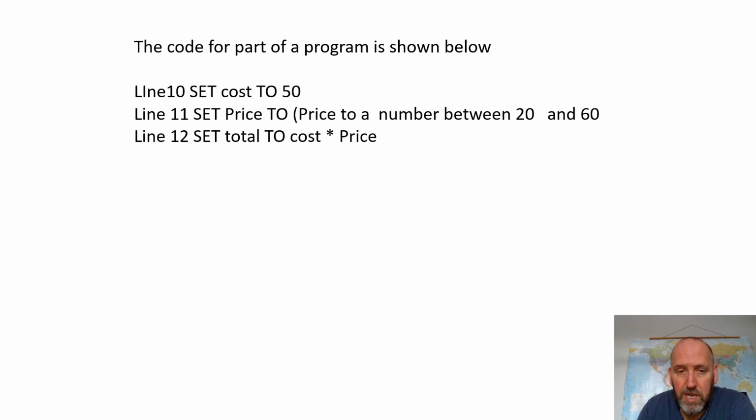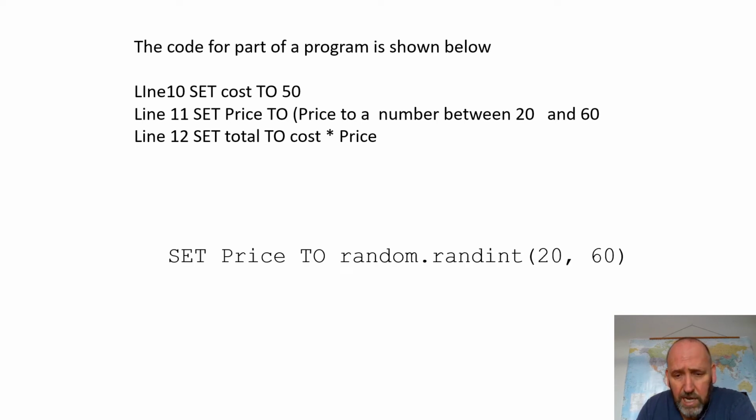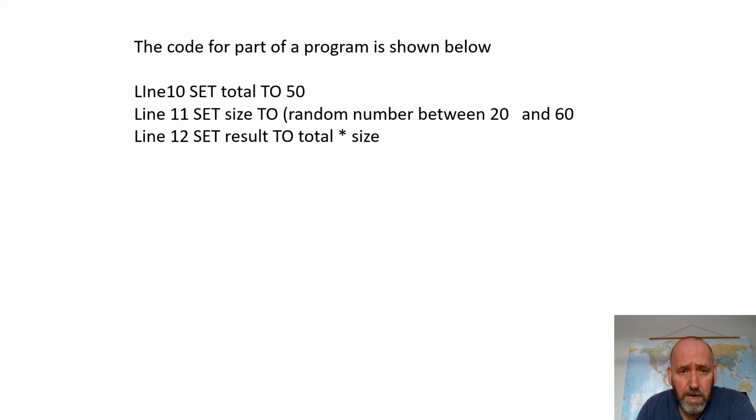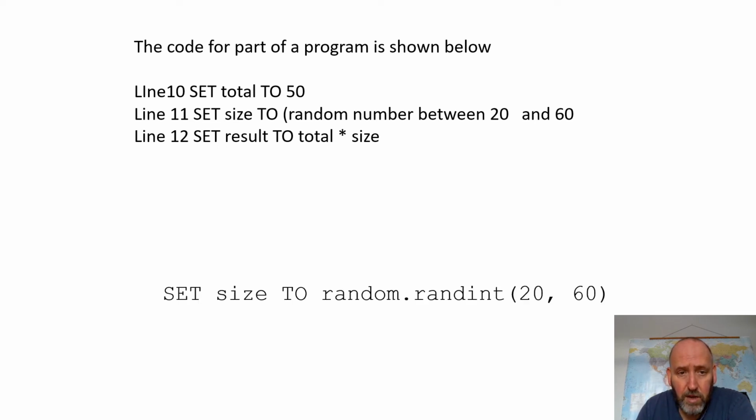Here we are. Pause the video, rewrite line 11. Set price to random.randint. Remember your brackets, 20, 60. Remember your brackets. That's the method. That's how you call it. And last example, rewrite line 11. Set size to random.randint 20, 60.